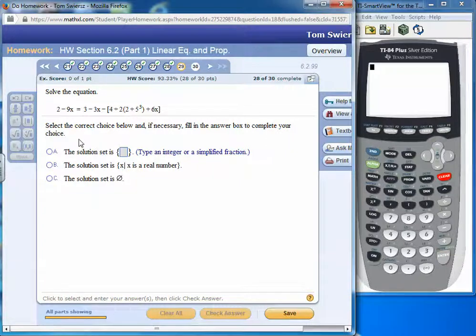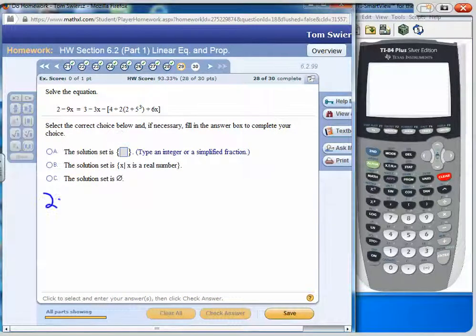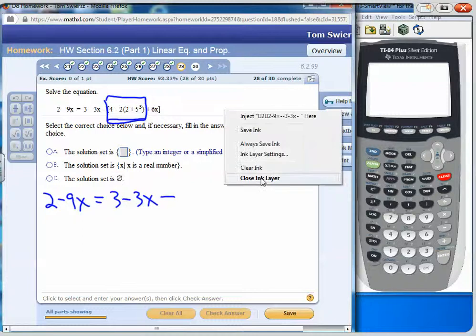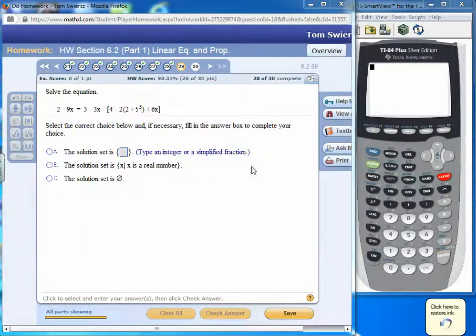Number 29. Again, we have some order of operations here. We have 2 minus 9x equals 3 minus 3x minus, okay, again, probably what I can do here is do these order of operations. If you want, you can do it on your calculator. 4 divided by 2 times 2 plus 5 cubed. So if you want, you can just go ahead and use your calculator to do that part.